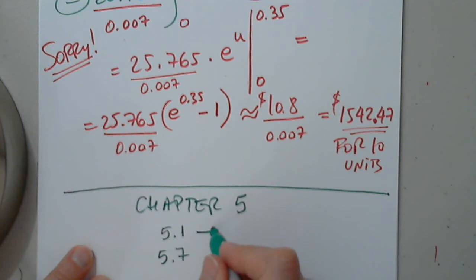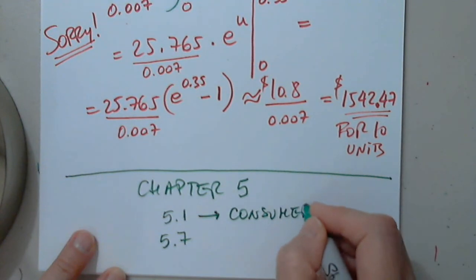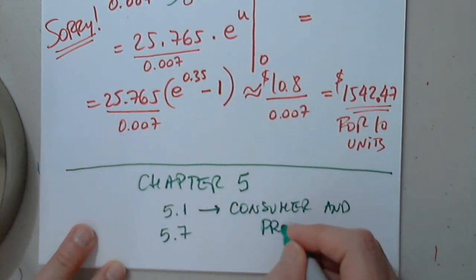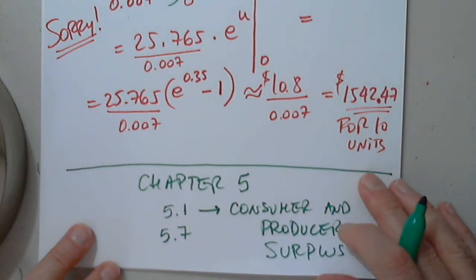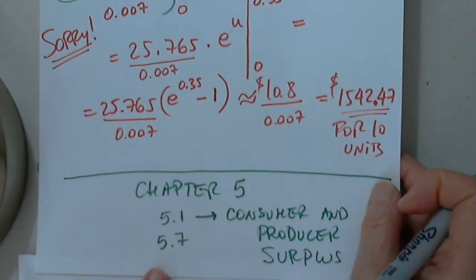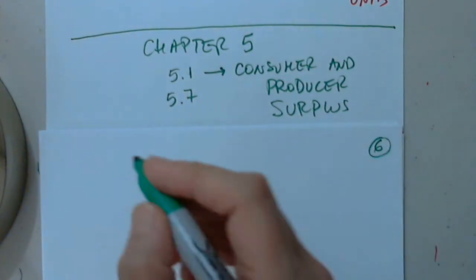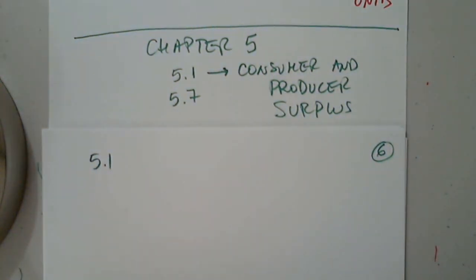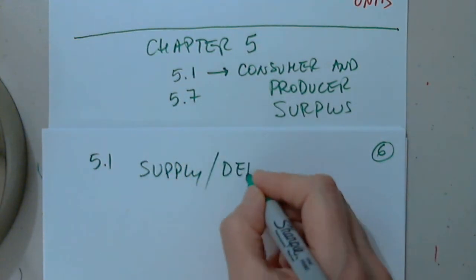So in 5.1, we're going to look at consumer and producer surplus. And then this is differential equations. We're going to get to it. So let's start 5.1. Okay. So we talked about supply and demand some time ago. So let's talk about supply and demand.